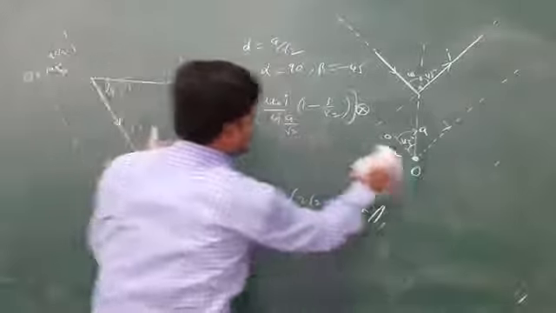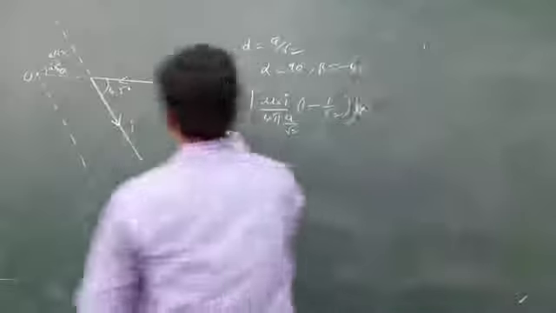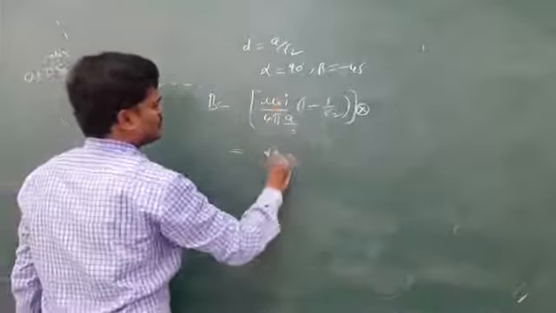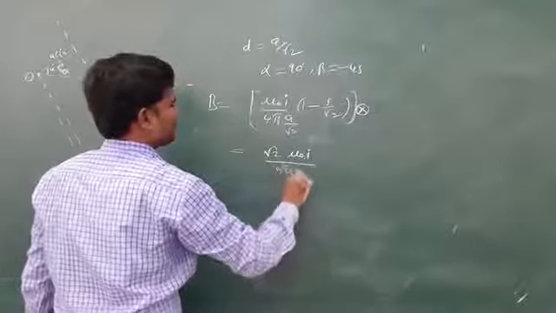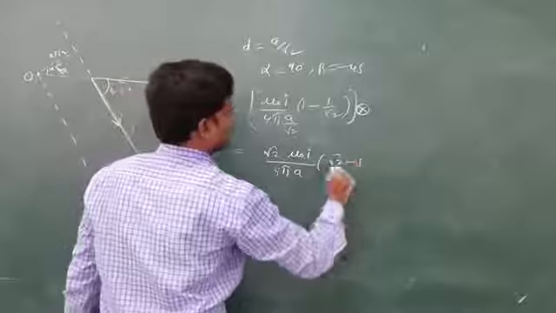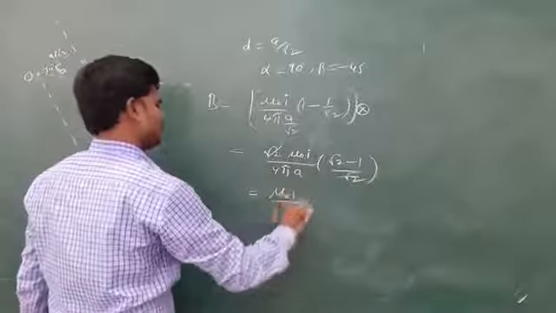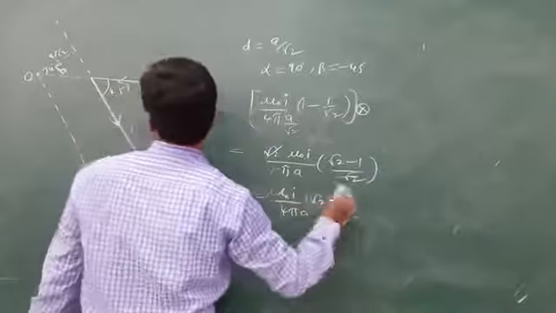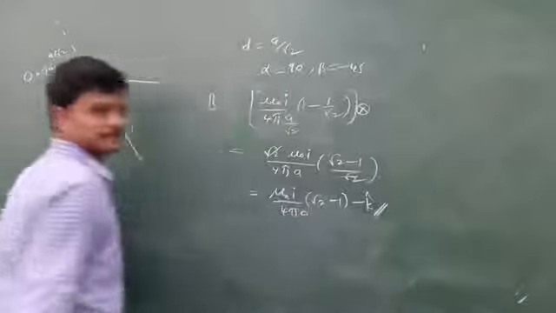And here the answer is root 2 mu naught I by 4 pi A into root 2 minus 1 by root 2. So mu naught I by 4 pi A into root 2 minus 1, and for this again the direction is inward, minus k cap.